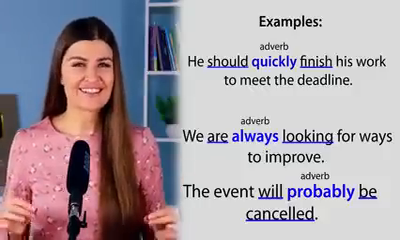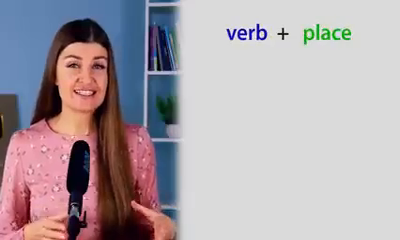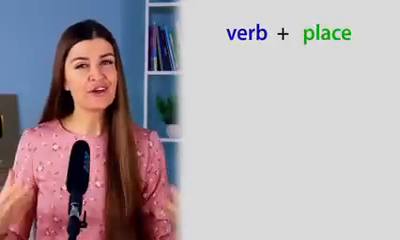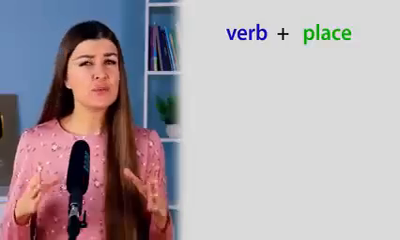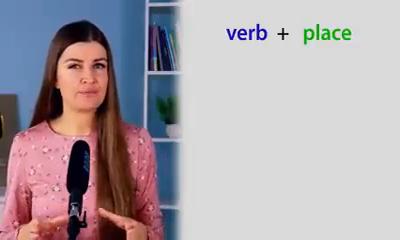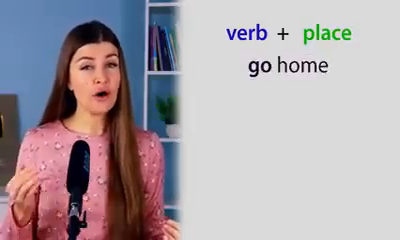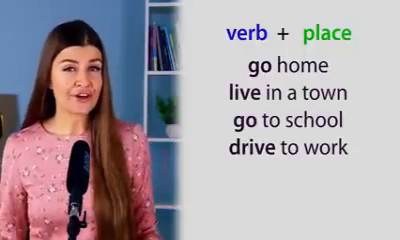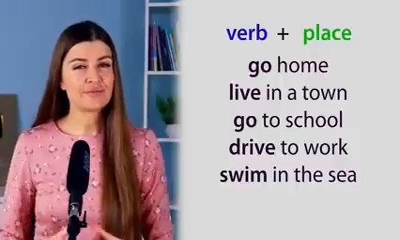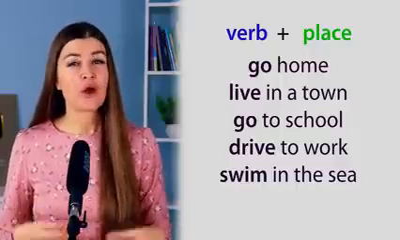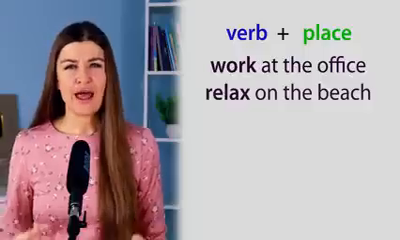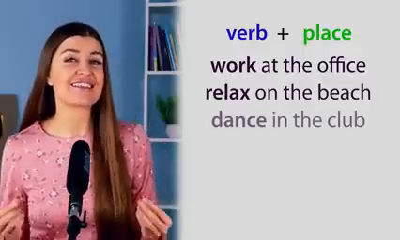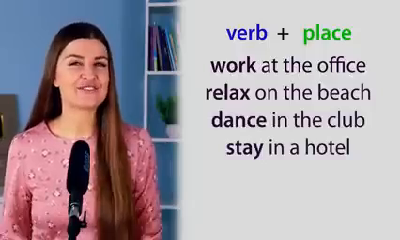Now let's discuss the important rules we need to know to construct sentences in English. In English sentences, a verb and place usually go together. We do not put other words between them. For example, go home, live in a town, go to school, drive to work, swim in the sea, eat at a restaurant, work at the office, relax on the beach, dance in the club, stay in a hotel.